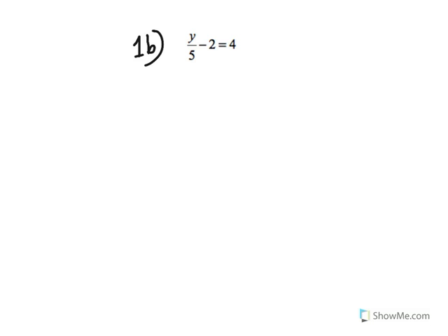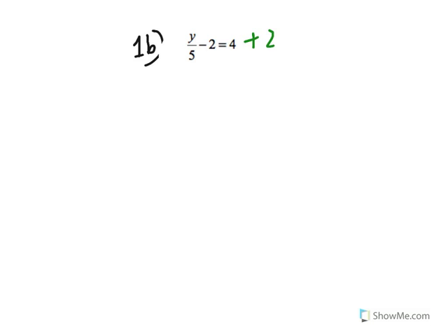Okay, so 1b is similar to 1a, except you're solving for y. Now in this case, first of all, we have to add 2 to both sides and not multiply by 5, because y is only being divided by 5, and 2 is not being divided by 5. So in this case, you have to first add 2 on both sides.